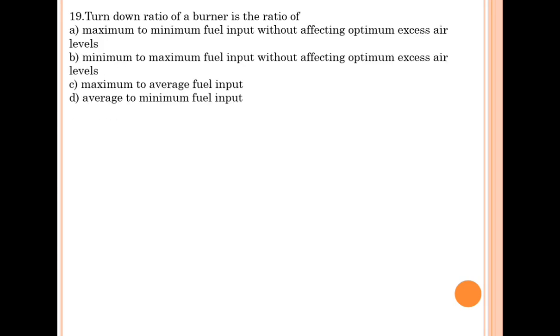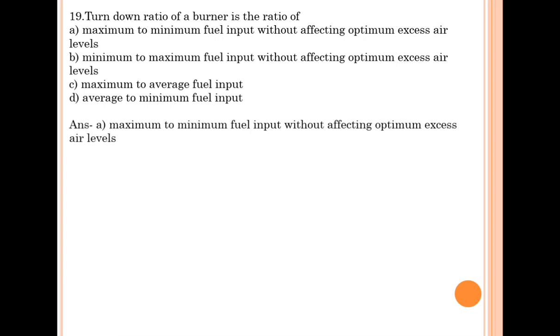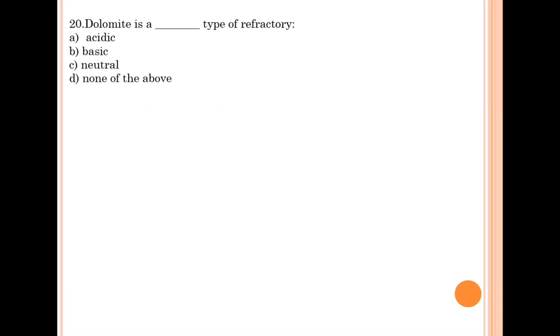Question number 19. Turn down ratio of a burner is the ratio of maximum to minimum fuel input without affecting the optimum excess air level. So the answer should be A, that is maximum to minimum fuel input without affecting optimum excess air level. Question number 20. That is, dolomite is a dash type of refractory. The answer should be B, that is basic.